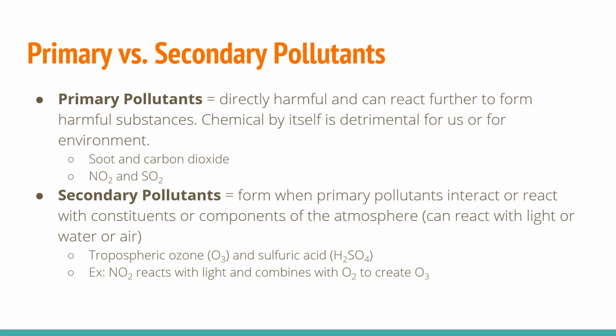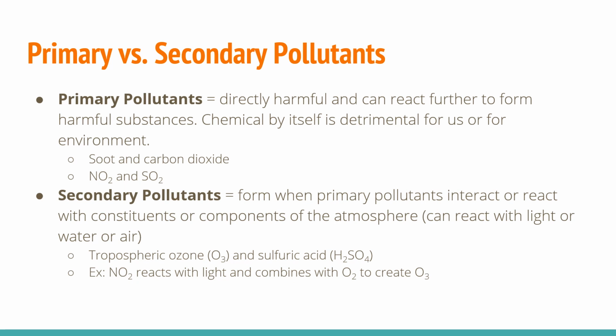The chemical by itself is detrimental for us or for the environment. Examples are soot, carbon dioxide, nitrogen dioxide, and sulfur dioxide. With soot, you've seen soot in the alternative fuels lab, I would say with the burning of kerosene. With kerosene, you could see that black soot, that black smoke that is emitted. And carbon dioxide is a direct product of a combustion reaction. Nitrogen dioxide and sulfur dioxide we will talk about in more detail in further slides.